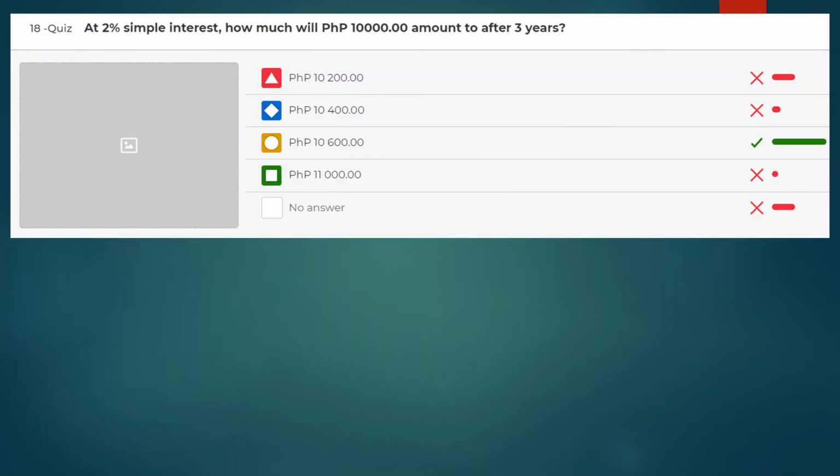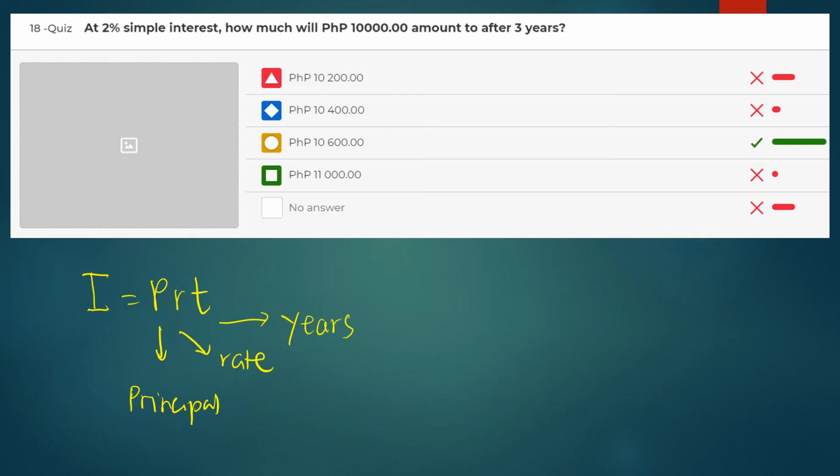Next one, this one. This is business mathematics. So at 2% simple interest, how much will 10,000 amount to after 3 years? Okay, so after 3 years daw, so we have simple interest lang siya. So that will be I is equal to PRT, wherein P is the principal amount. R is the rate. This is usually expressed in percent. And then, the last one is T, time. This is usually expressed in years.